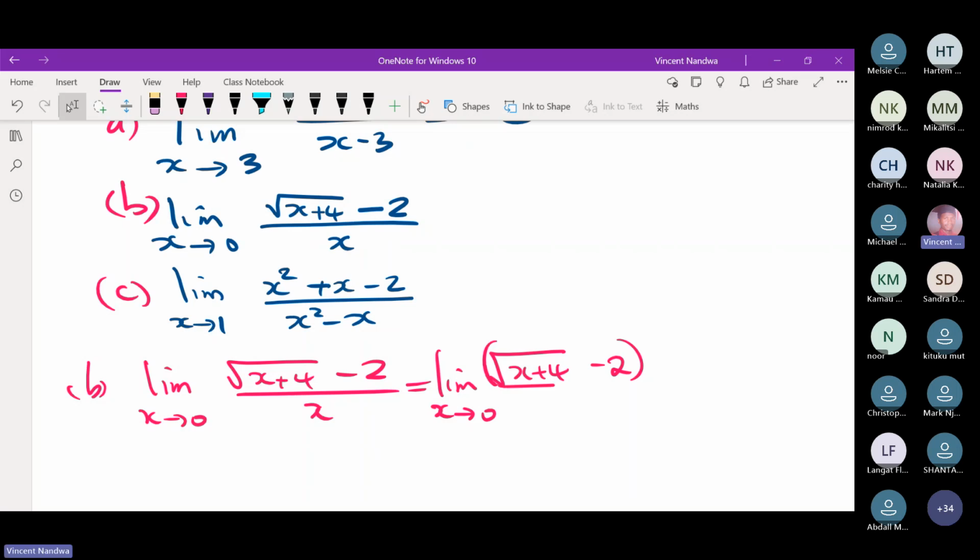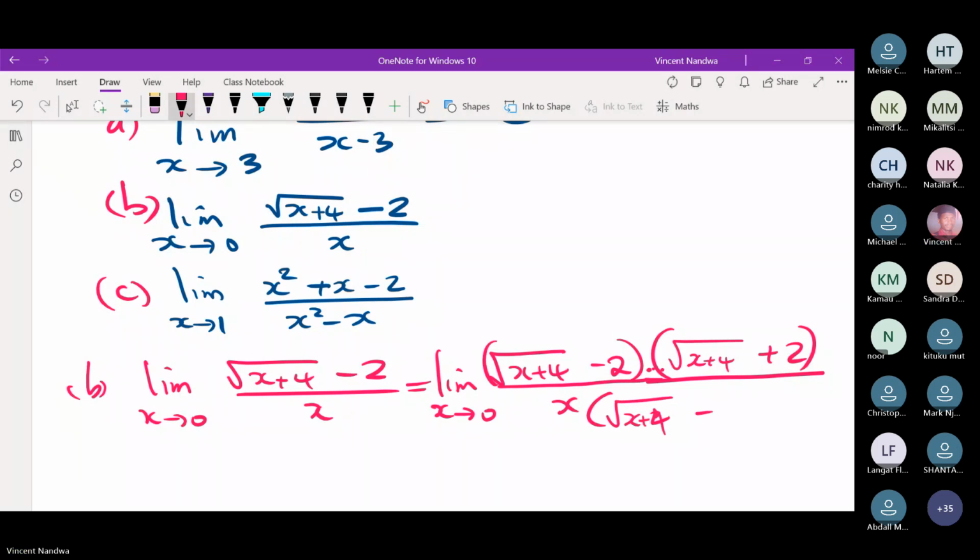So what is the conjugate of the numerator? Conjugate will be root x plus 4 plus 2. Yes, root x plus 4, then plus 2. So remember, conjugate simply means you change the sign between the two terms. If it is minus, we change it to plus and vice versa. And then this is root x plus 4, then plus 2.